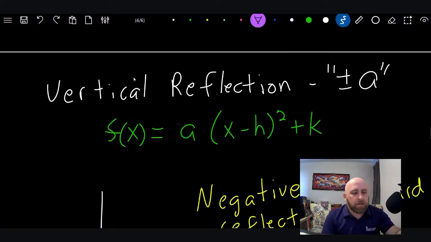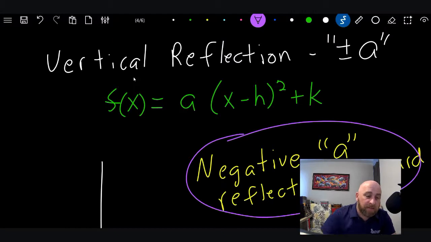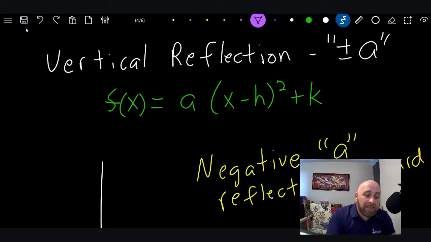Here's the standard form. Notice that in this one the A is positive because there's no sign. So when it's positive, it goes up like normal. Notice I put a negative A reflects downward. So let's say that I did have a negative A right there. If I have a negative A, we know that our parabola is going to go down.